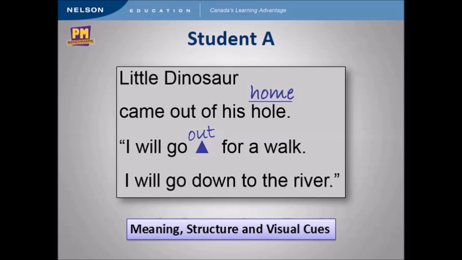When the student says, I will go out for a walk, when I take a look at that, they are using a meaning cue there, and they are using a structure cue. What they're not using is a visual cue, because that word does not actually even appear on the page. But overall, this is a student who's reading for meaning. So what they're reading makes sense.